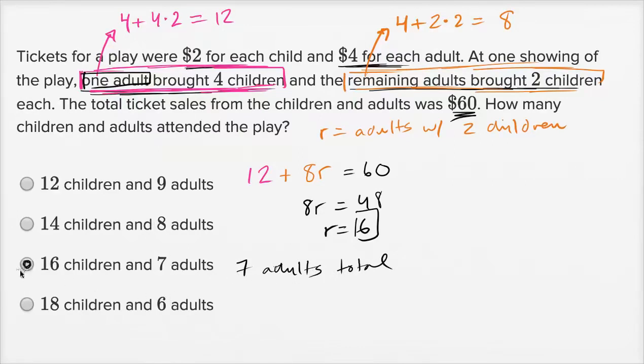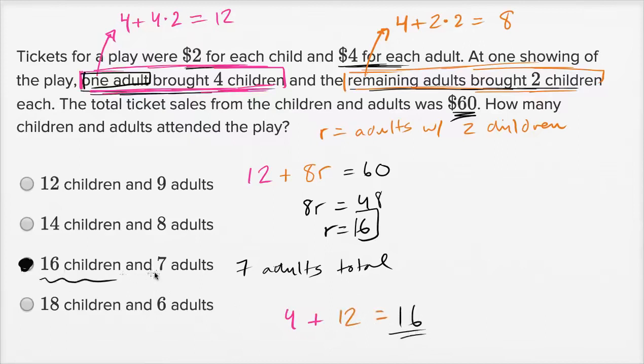Only one of these choices has 7 adults. And we could verify that this would also amount to 16 children. Because this person up here in magenta would bring 4 children. So you'd have 4 children, plus 6 adults who brought 2 children each, that would amount to 12 children. And that indeed does add up to be 16.